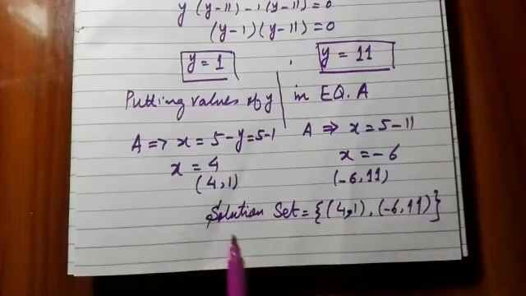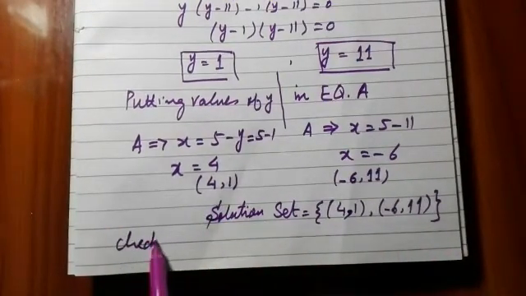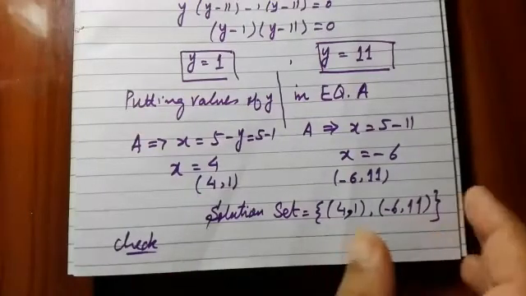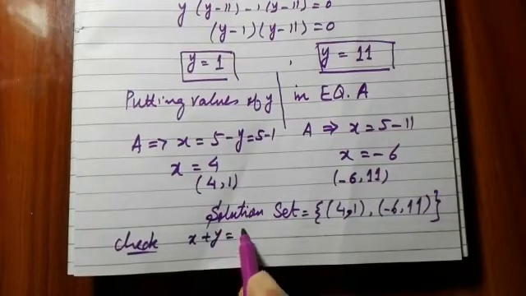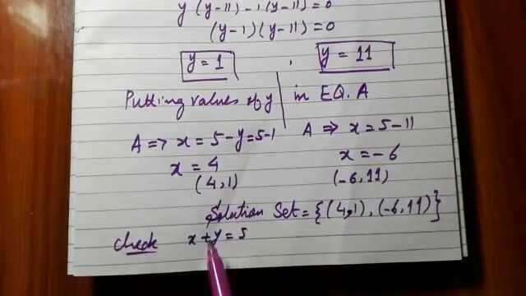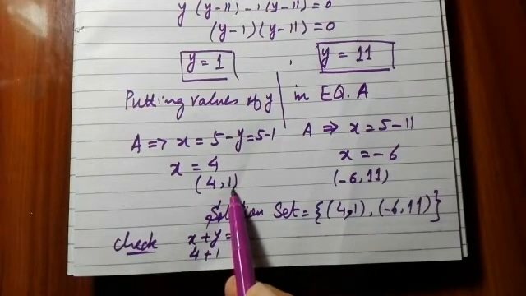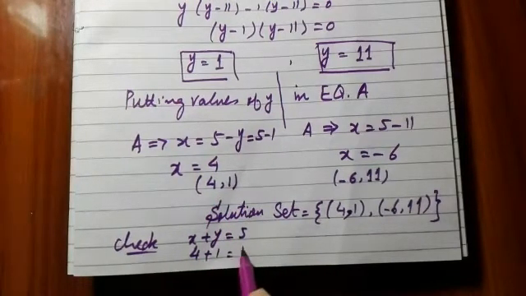You can check as well, and the checking is very simple: use the easiest equation. For example, the first equation is x plus y equals 5. Substitute 4 plus 1, where x is 4 and y is 1, right here and check: 5 equals 5. So this is how you can do the checking of the two variables.